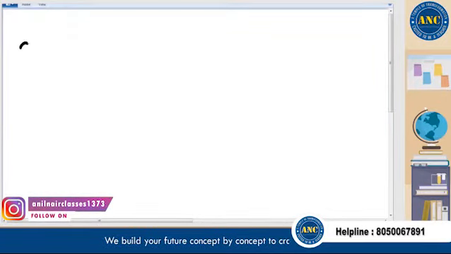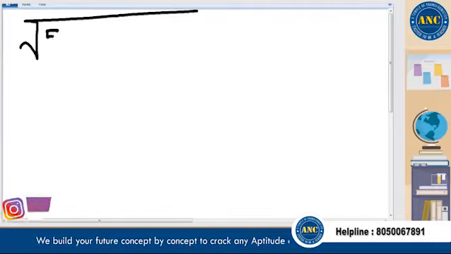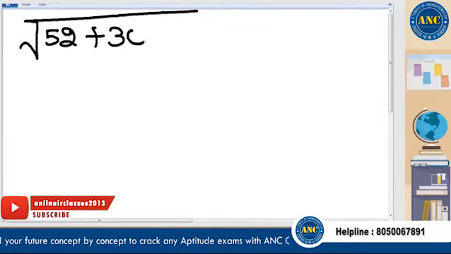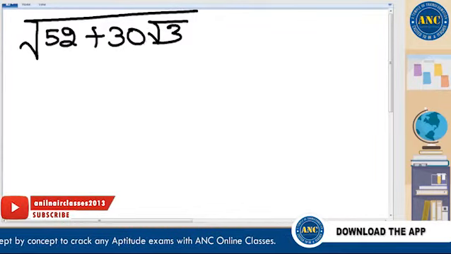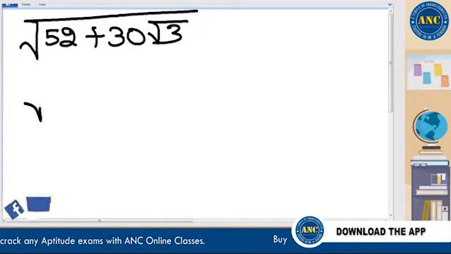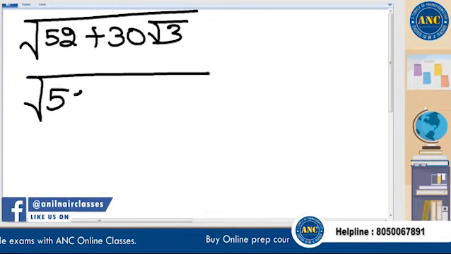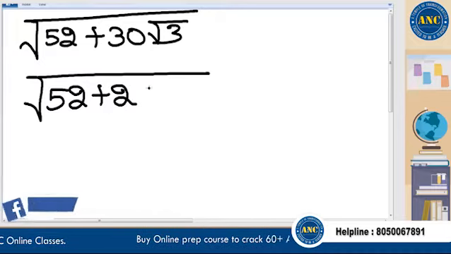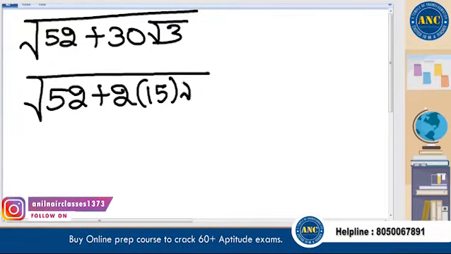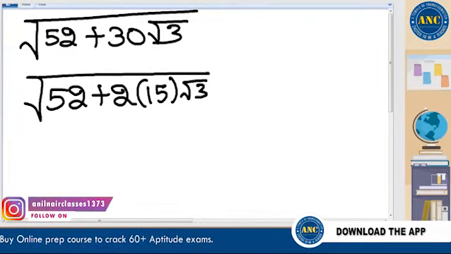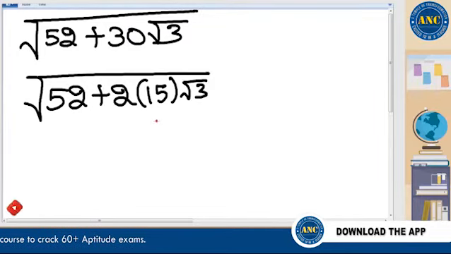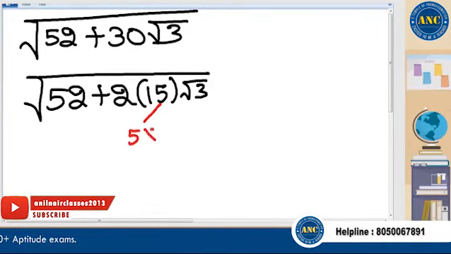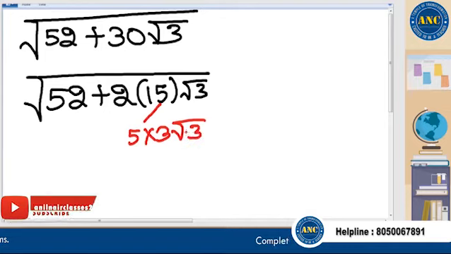Next question. Root 52 plus 30 root 3. Same logic. I don't want 30. I want it to be 2 into something. 2 into 15 root 3, right? Again can I write it as 15? I will express it as 5 into 3, 5 into 3 root 3.